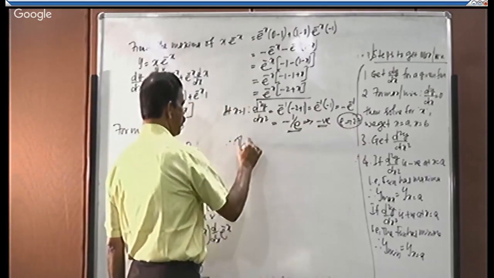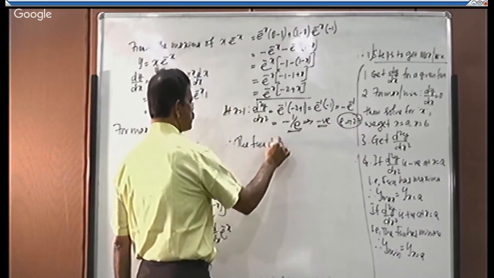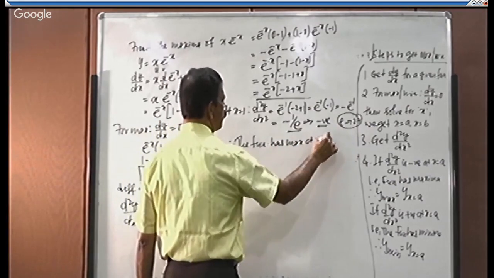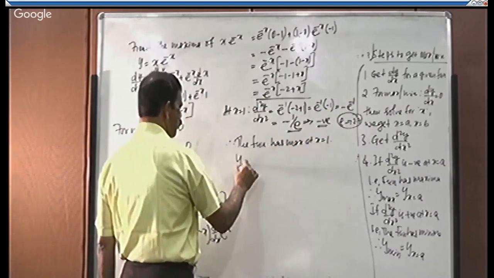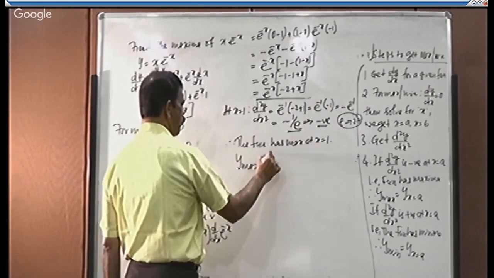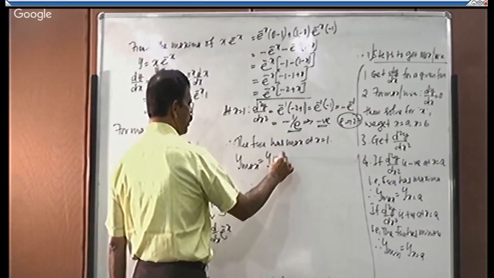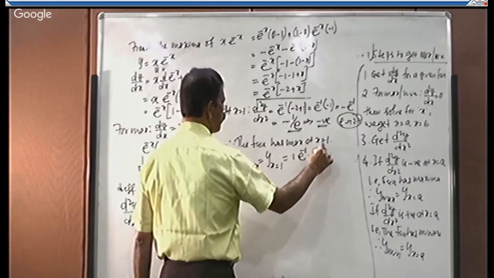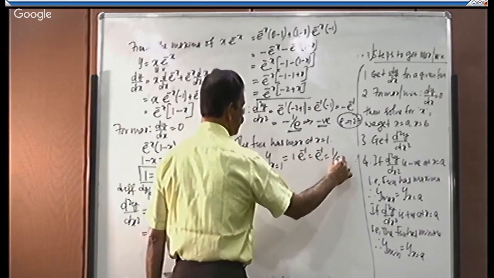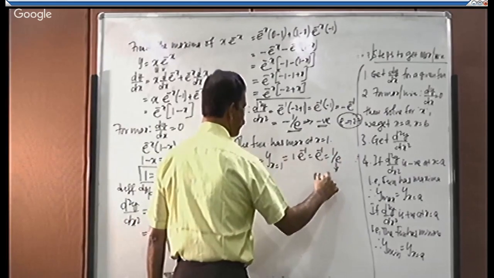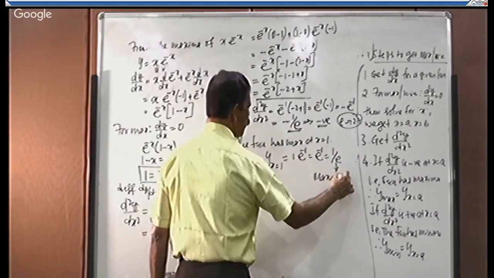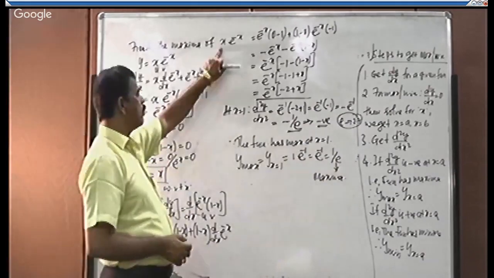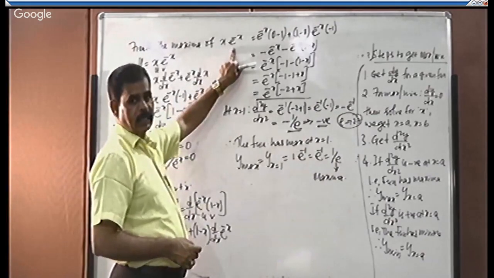Therefore, the function has maxima at x equal to 1. Therefore, y maxima is equal to y at x equal to 1. That is equal to 1 into e power minus 1, or e power minus 1, or 1 by e. It is the maxima of the function. What is the function? x into e power minus x.